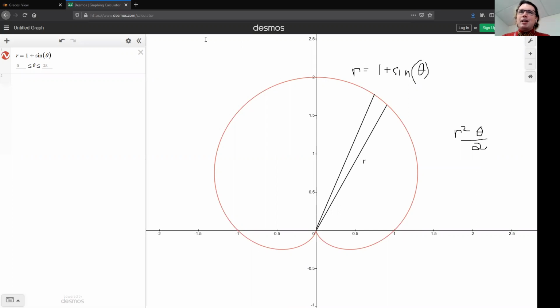But what I'm going to do, because I have integrals in mind, is I'm going to call the angle here, this is really the change in my theta. So this is my delta theta.